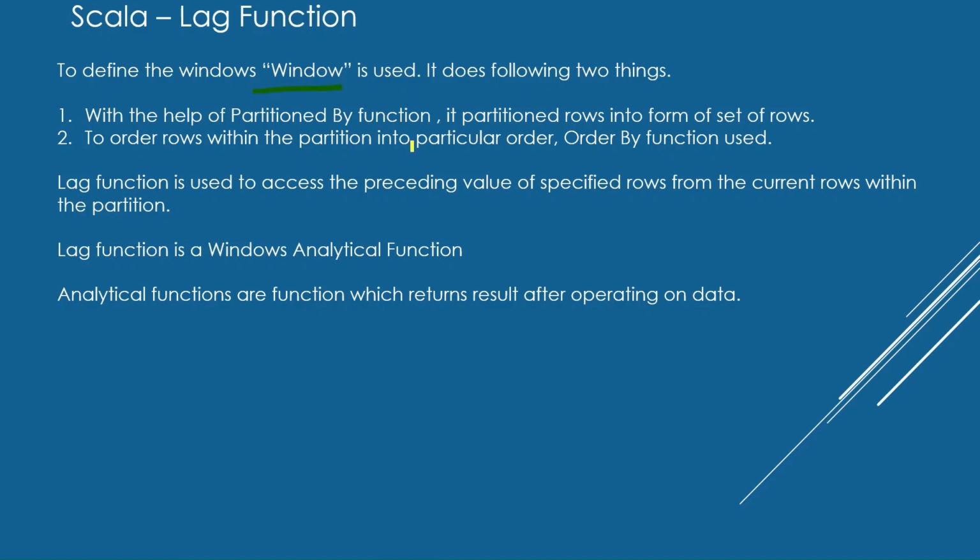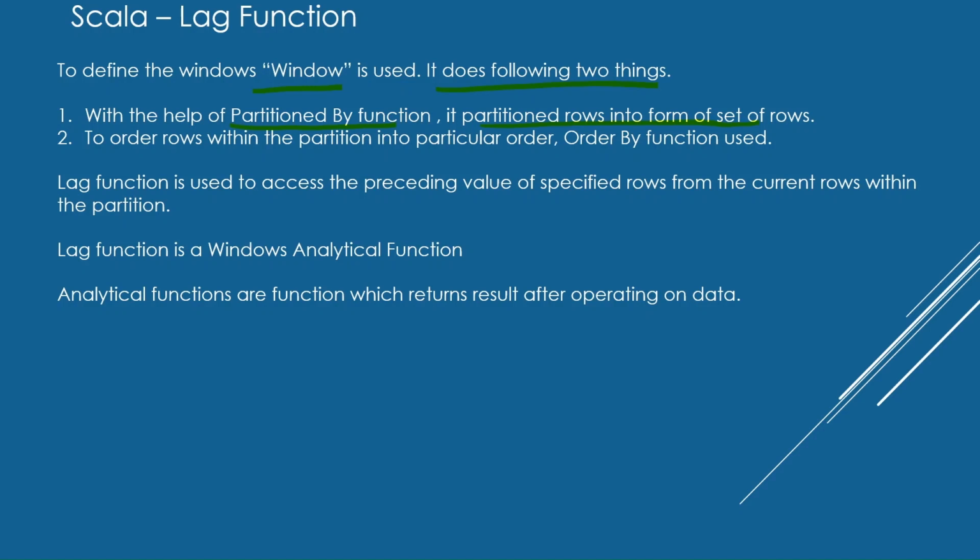Whenever we define a window, it does two things. With the help of the partitionBy function, it partitions the rows into sets of rows. What does that mean? Suppose we have a data frame with a column. When we apply partitionBy on that column, it creates one partition for each unique value present in that column, and that is nothing but a set of rows.